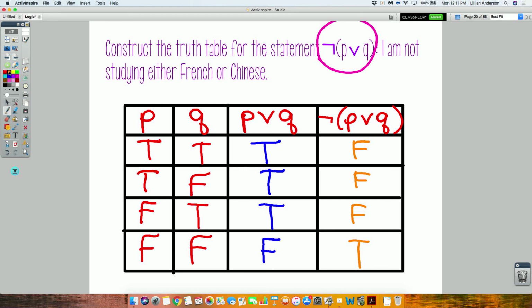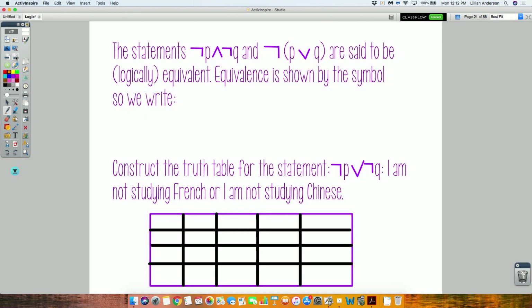Okay. Look at the two truth tables that you've constructed. Do you notice anything? Those two statements are the same. They have the same truth value, right? So those two statements are said to be logically equivalent. Okay? The symbol for equivalence.